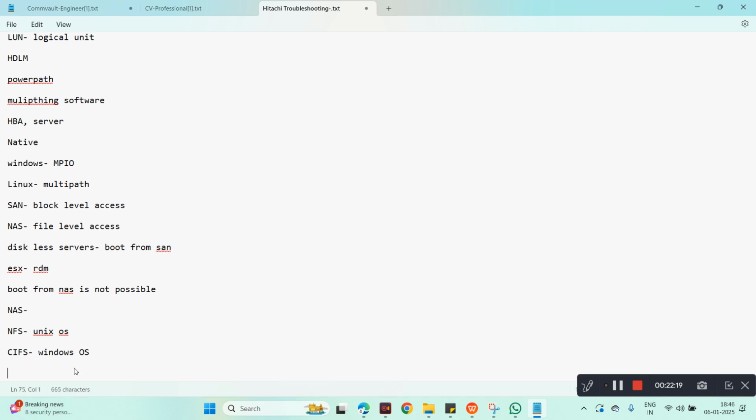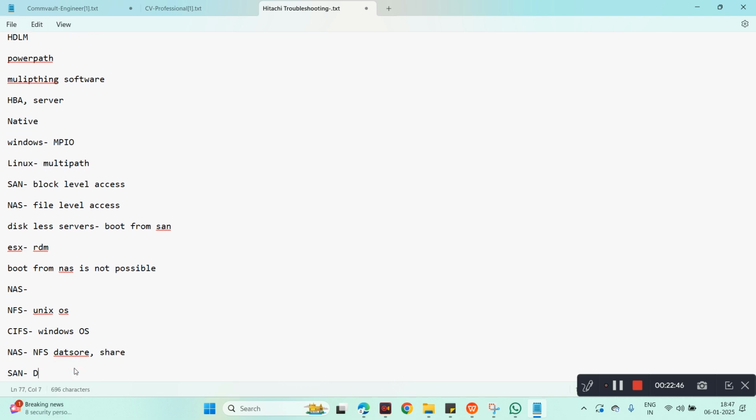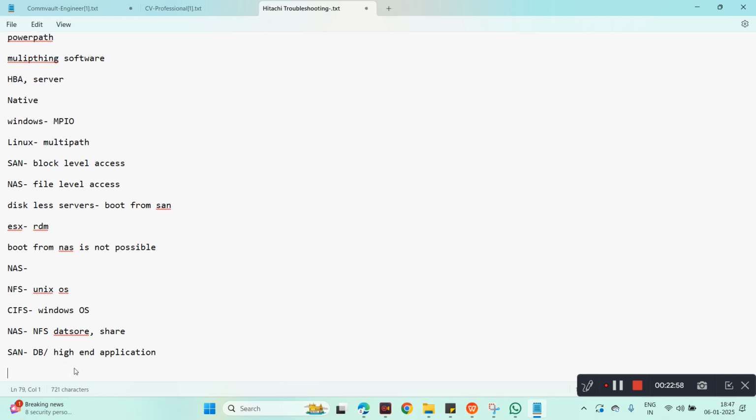So this is something we have, okay? I told you this, no problem. There are many things I will tell you, don't worry about it. For NAS, you basically use it for an NFS data store, or when you need some centralized share, then you use NAS. And where you use SAN, mainly for databases or high-end applications, use SAN, okay? So that's how it is.